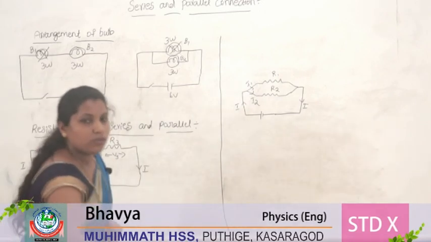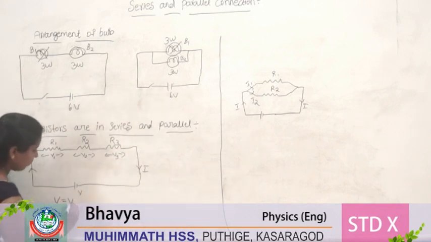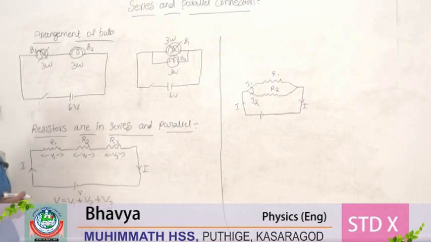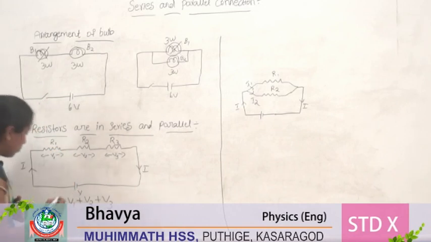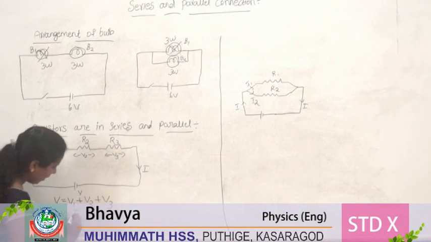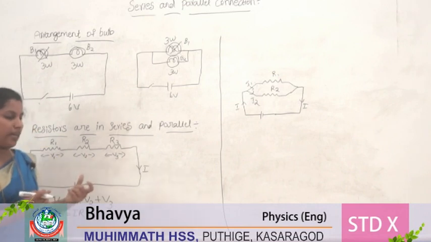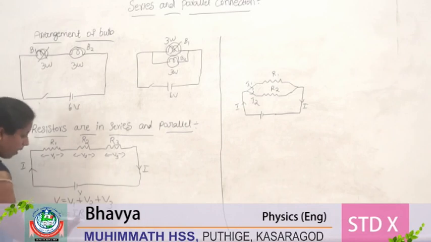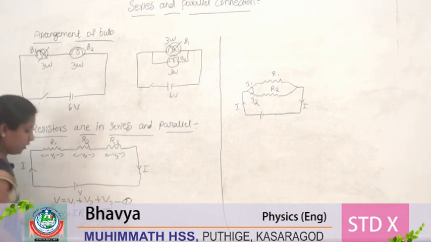So you know the total voltage is written as V is equal to V1 plus V2 plus V3. Okay, you have studied Ohm's law, V is equal to IR. In the previous class you studied the magic triangle. Using that magic triangle, V is equal to IR. So you should apply this equation 2 in equation 1.